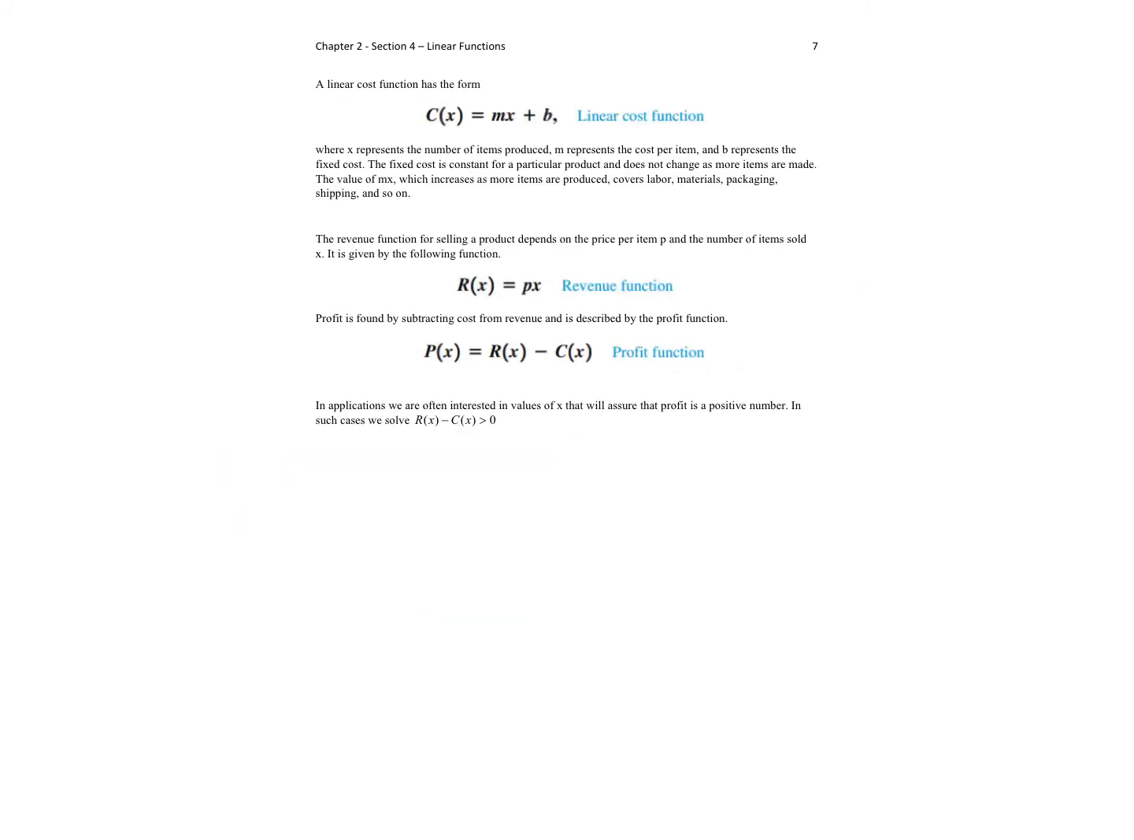Another super common place that linear functions are used is in economics. And we talk about cost and revenue and profit. So a cost is what does the item cost to produce, to make? There's labor charges and materials charges. So what do I have to pay to make these items occur or be made?